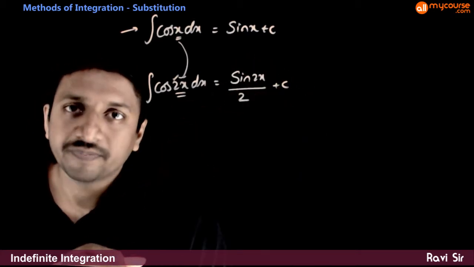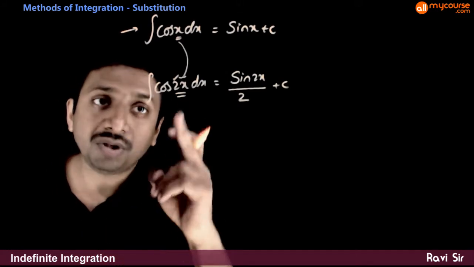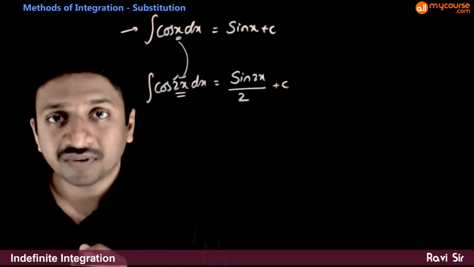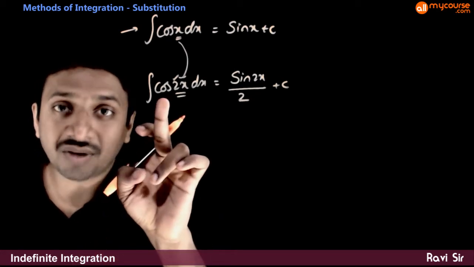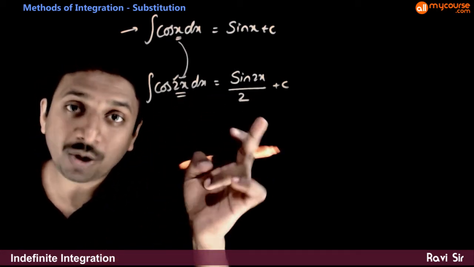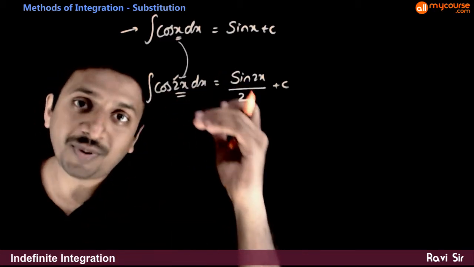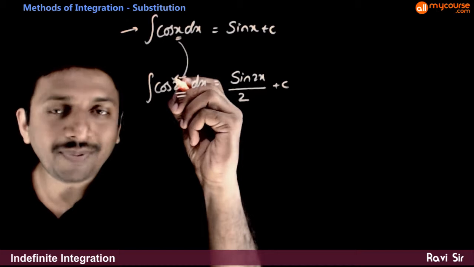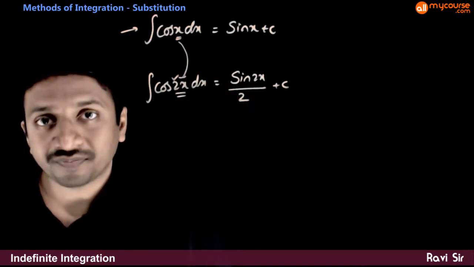Because this is of the form ax, you have g of ax by a plus c. In differentiation, we usually do the multiplication of these two. So differentiation of cos 2x is minus sin 2x into 2. This is the opposite of that process. So in integration, the multiples come into the denominator.